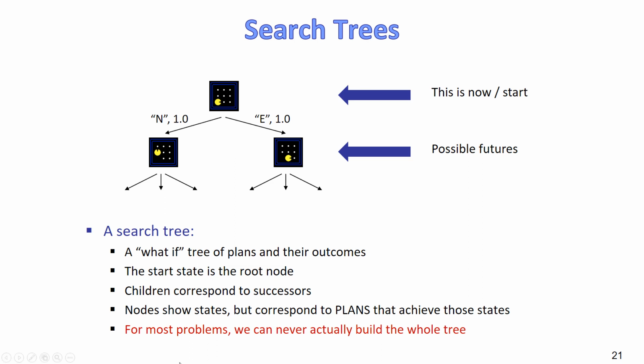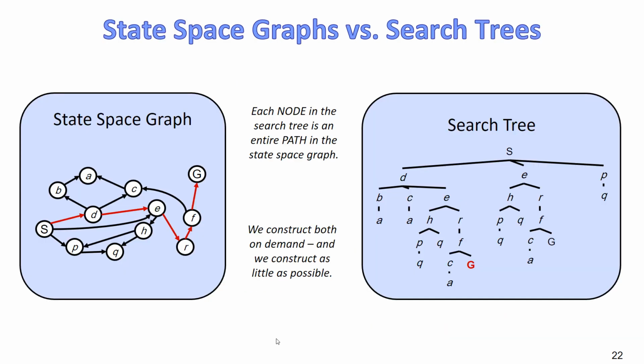And as we said also for the graphs, for most problems we never actually build the whole tree, because it might be very huge, actually it might be infinite in some cases. So we don't build the search tree in advance, we just build it incrementally. We call it on demand, based on the strategy that we will study. Based on the strategy, we build the search tree on demand. That's also an important point.